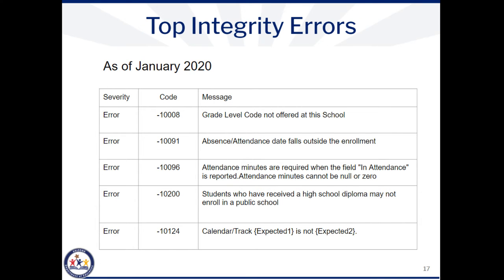Top integrity errors as of January 2020. This was the biggest offender, the 10008. Likely this had something to do with the recent issue that we had during data capture for the March payment in February. We had a little issue on the back end with a grade level code table not refreshing as we anticipated, so it caused a jump in integrity errors for this specific integrity report. But the one that we most likely see is the absence attendance date falls outside of the enrollment. So I'll go through in the slides to come tips on how to resolve these types of errors.